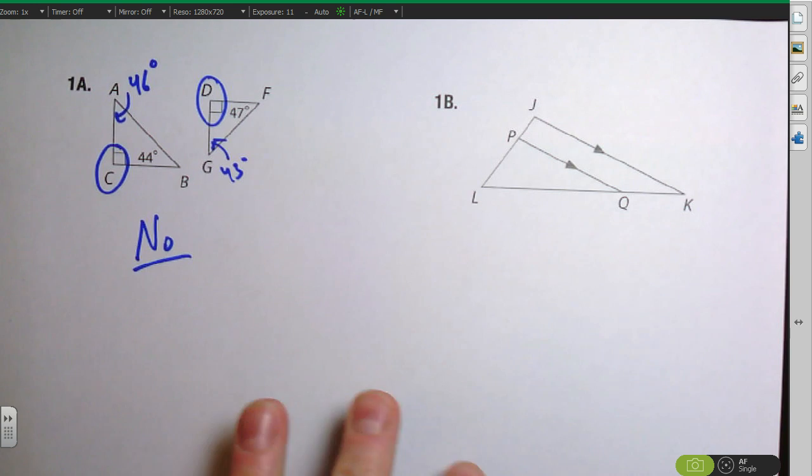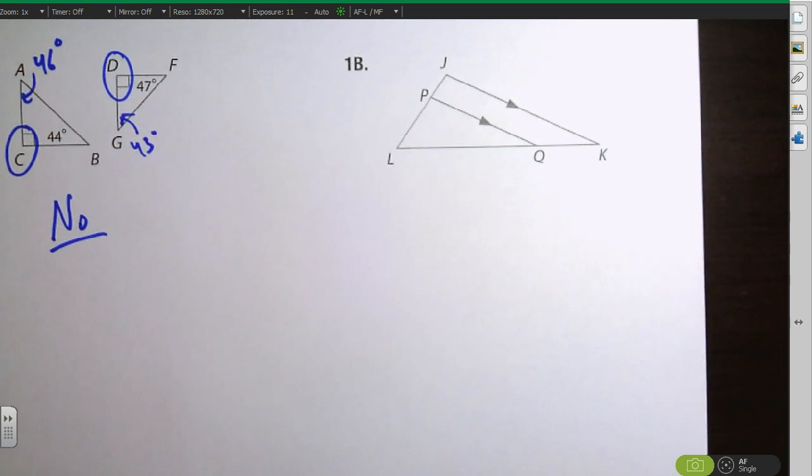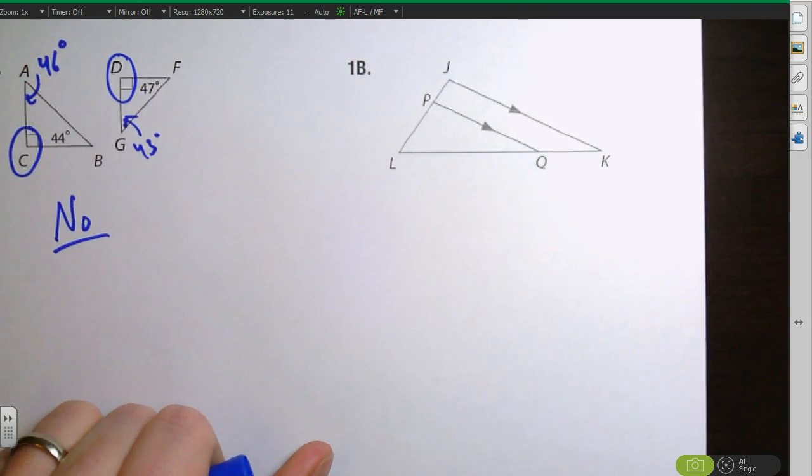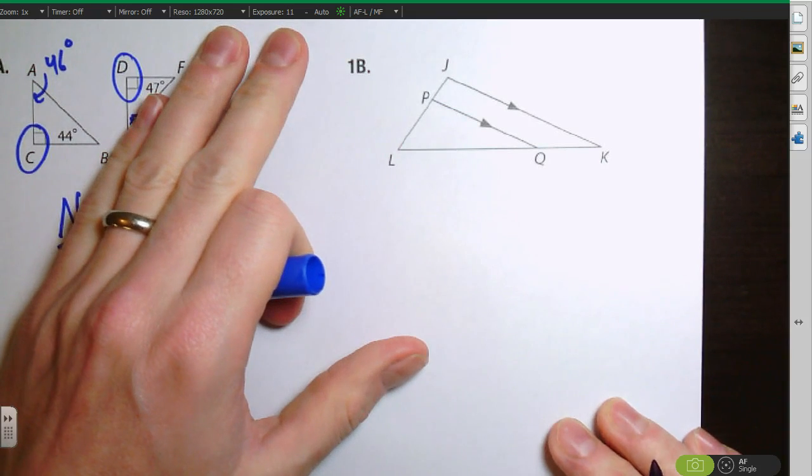Okay. All right, so here's 1B. And the question is, is this one similar? And some of you probably just said yes, because the first one wasn't, so the second one must be. And that's a good guess. The thing is, it actually is true. They are similar triangles, and it's by angle, angle.